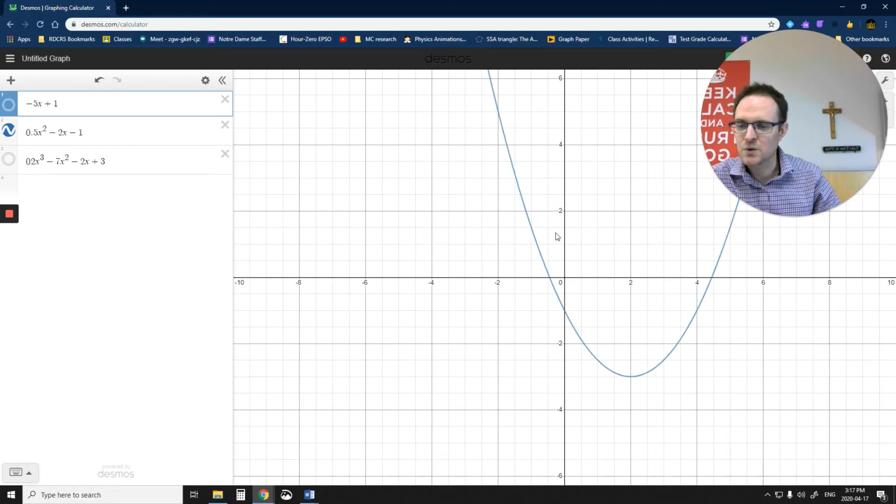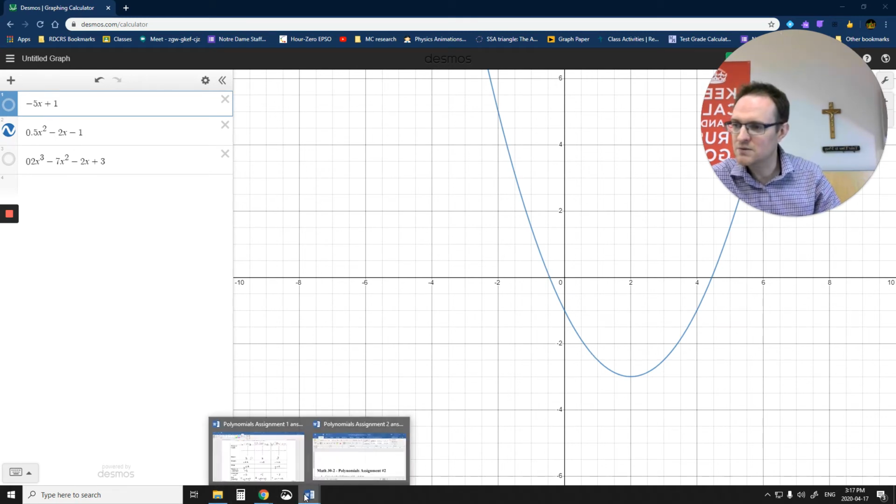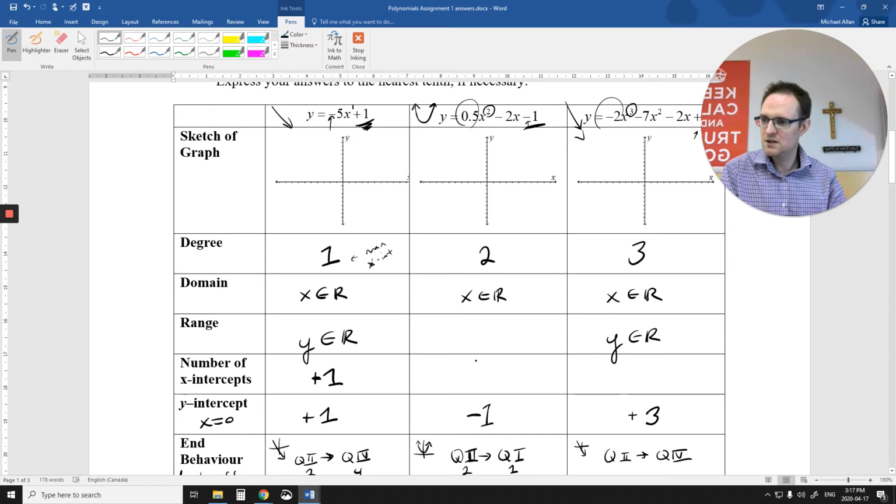Okay, so this is a nice little quadratic shape. You can see that it has 2 x-intercepts. This graph could have been up a little bit higher and you only had 1, but this one technically has 2, so that's good. So let's put a 2 here.